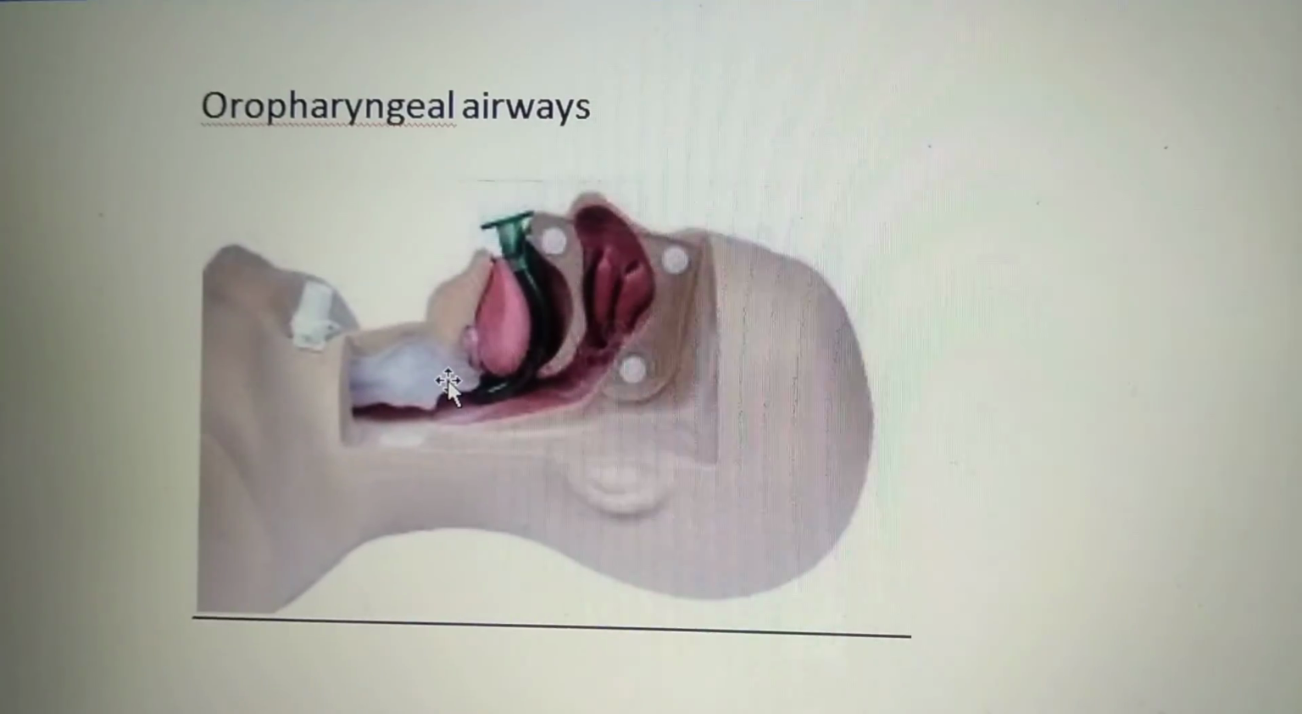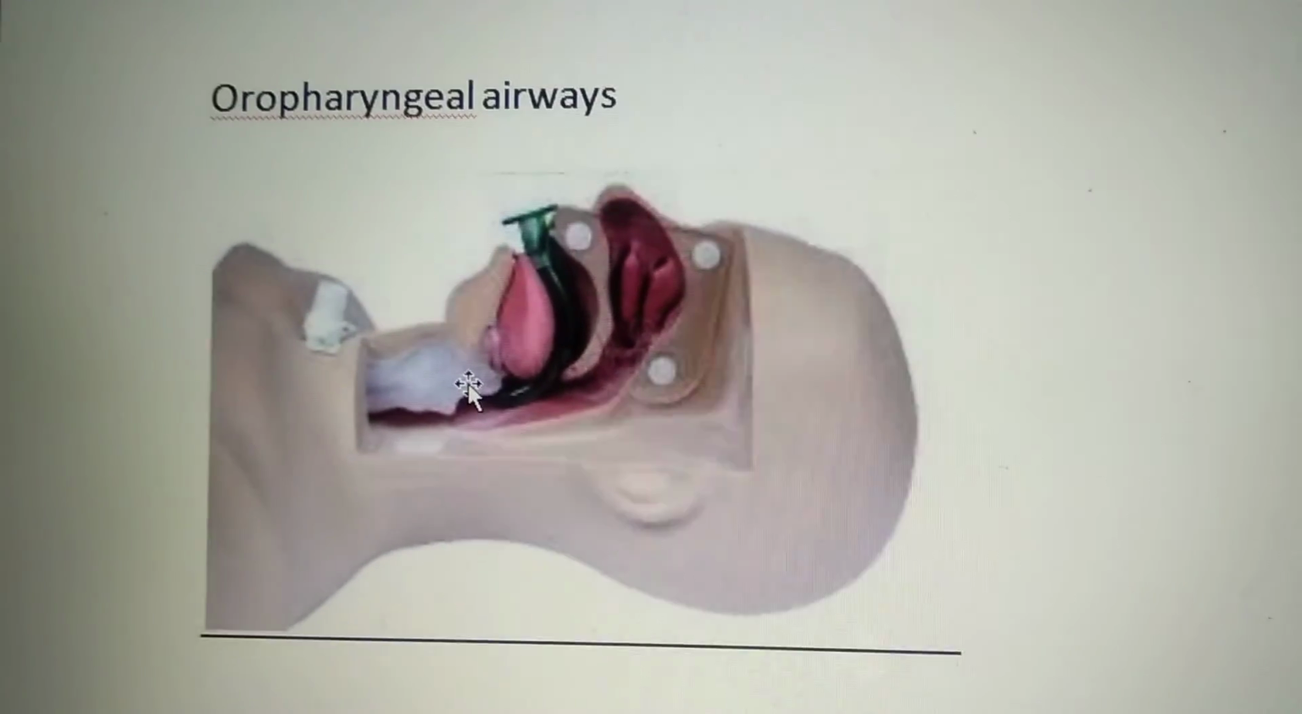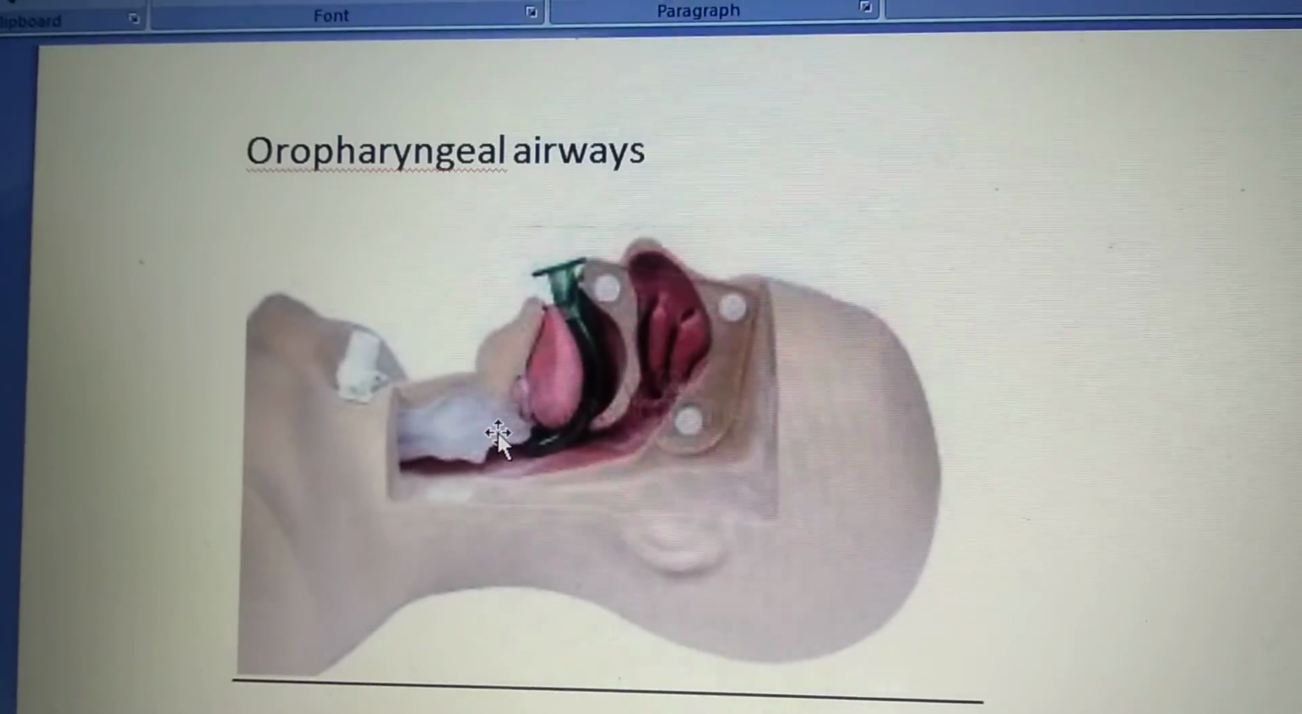on the laryngeal inlet. So this is a very easiest, safest thing to prevent the tongue from falling backwards into the laryngeal inlet.